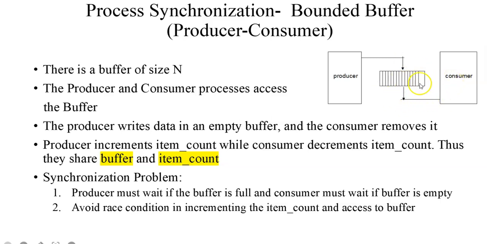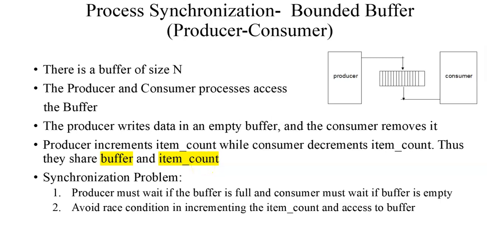The total number of items in the buffer is kept track of using a variable item count. The producer process increments this item count whenever it produces an item, and the consumer process decrements this count whenever it consumes an item. So the producer and the consumer process thus share the buffer and the variable item count.